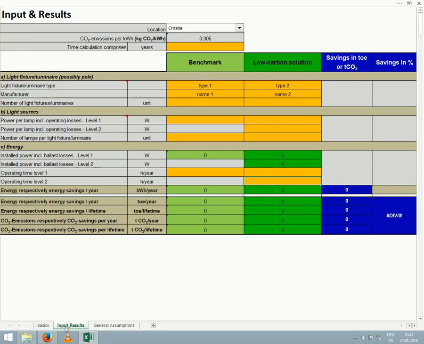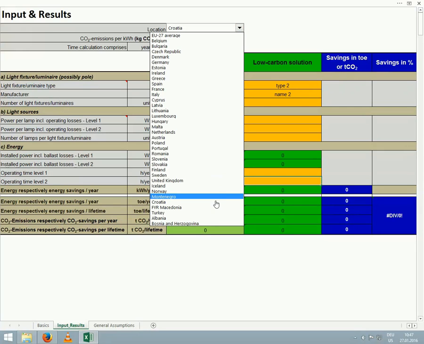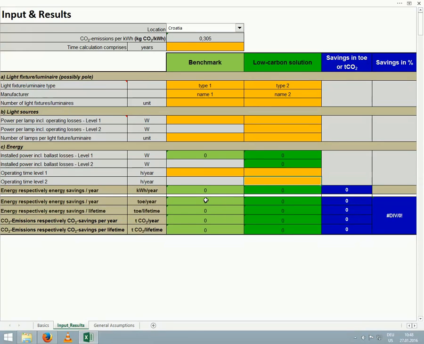First, we select the country where our street lighting will be in use in order to determine the amount of greenhouse gas emissions they will generate, and we will select Croatia for this example. This step is important because each country has its own average electricity mix, and therefore similar devices used in different nations generate differing amounts of greenhouse gas emissions per kilowatt hour.